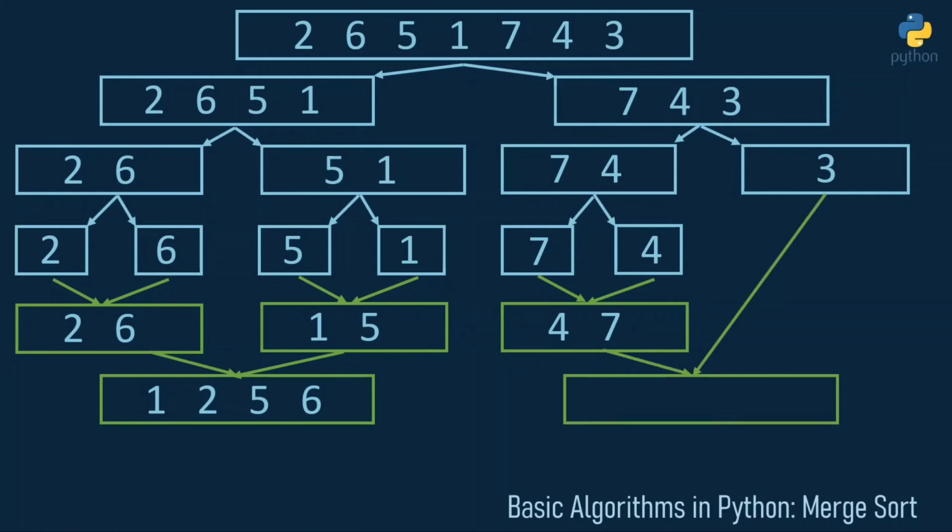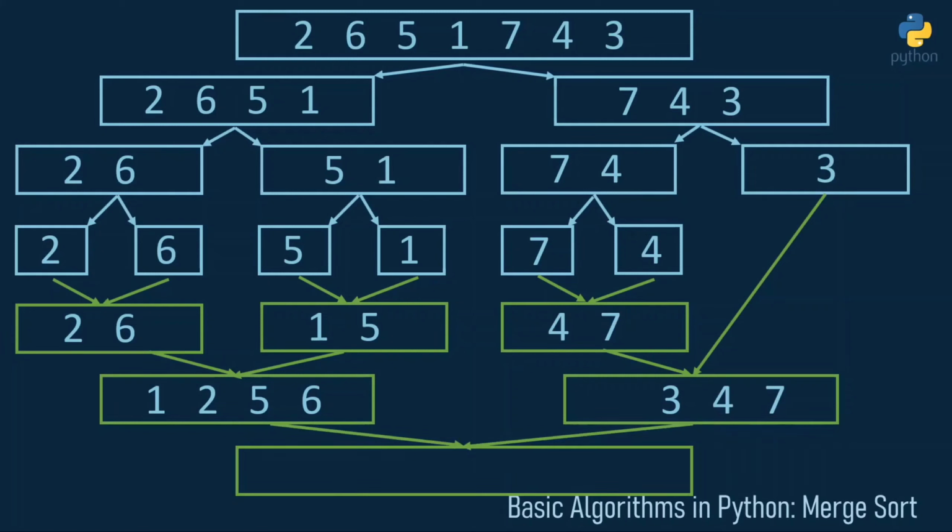So next we compare 4, 7 and 3. The array will be listed with 3 first because it is less than 4. So next will be 4 because it is less than 7. Of course, we bring down 7 because it's what's left. So now we merge these two slightly bigger arrays.